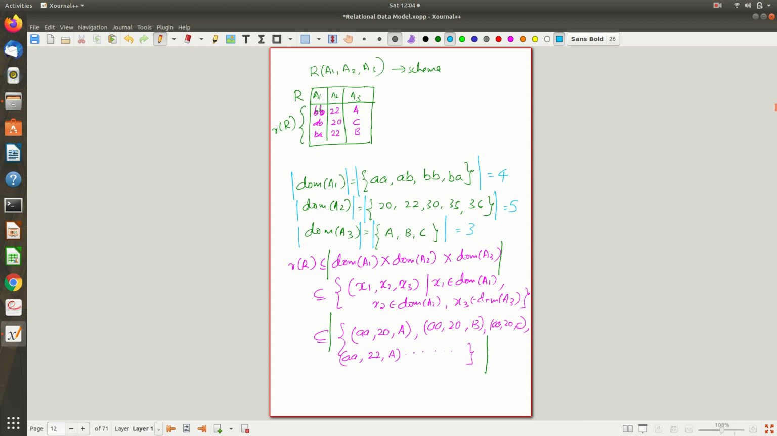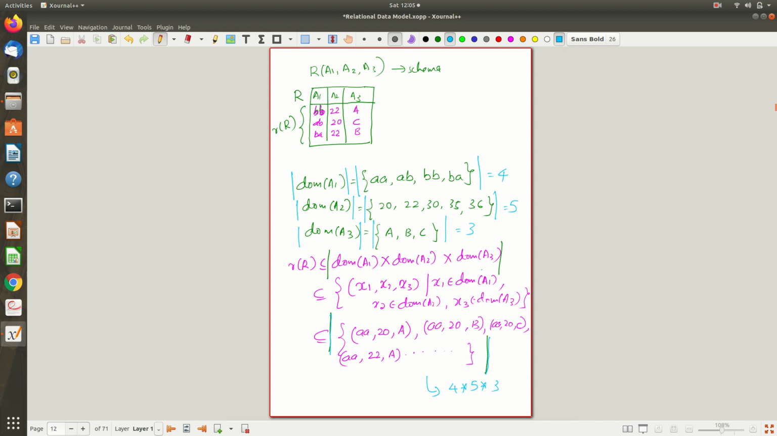Now what is the cardinality of this cross product of these 3 sets? I hope you remember, the cardinality will be 4 into 5 into 3, because each element from the domain of A1 will be related with each and every element of the others. We are talking about all combinations: AA 20 with A, B, C, then AA 22 with A, B, C. Like that you can count it, right?